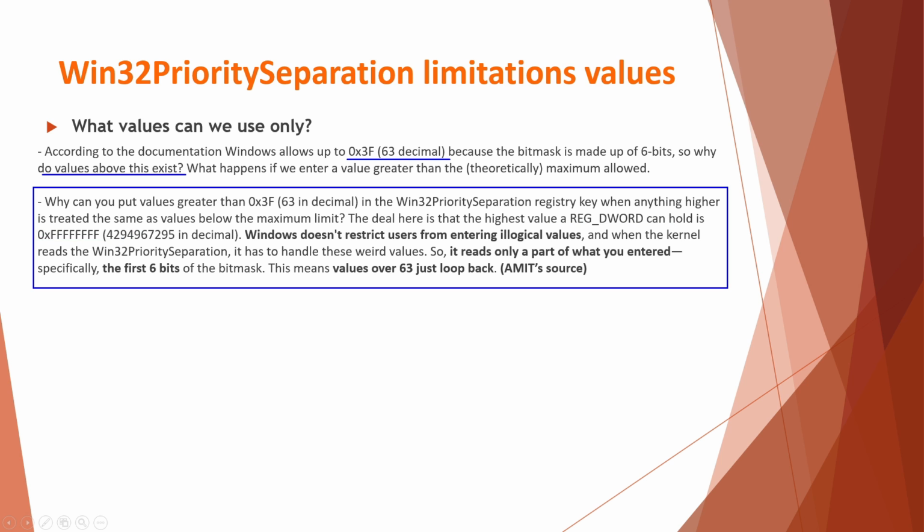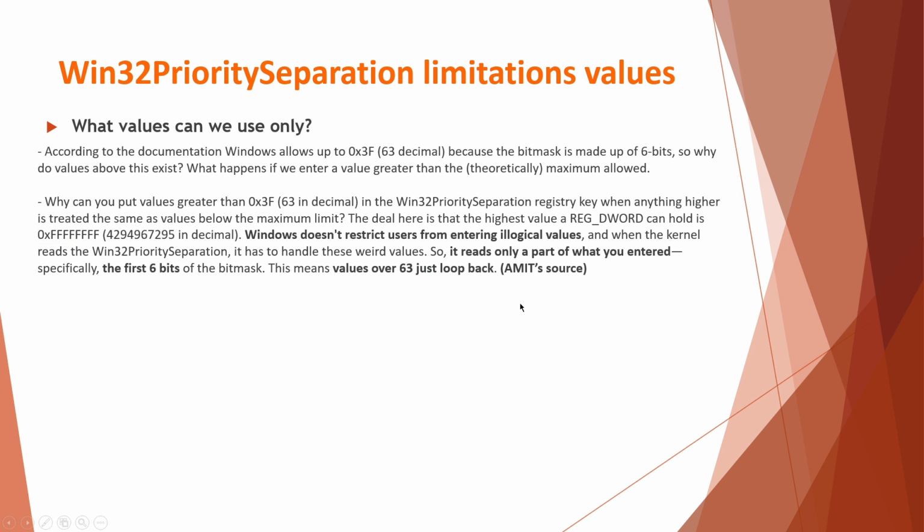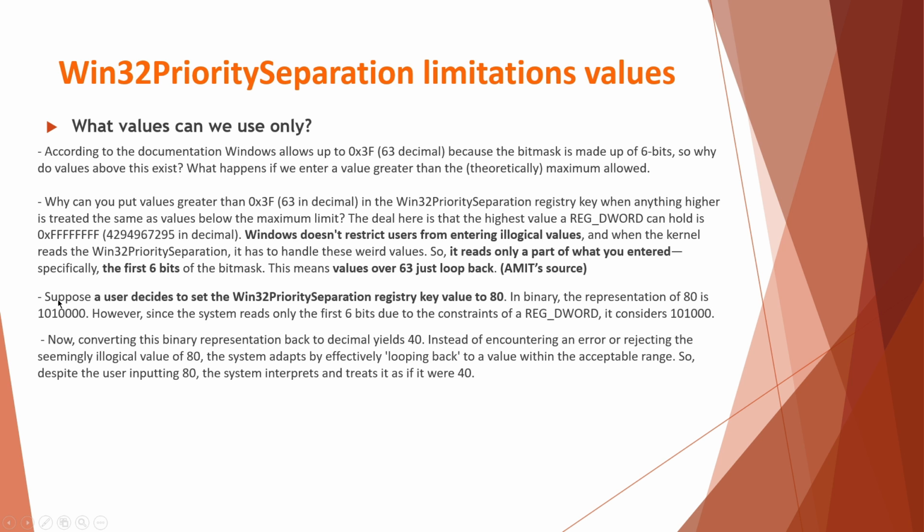This is the binary format. In decimal, this is the value. Windows doesn't restrict the user from entering illogical values, and when the kernel reads the value that we have set in Win32 priority separation, it has to handle these weird values. So it reads only part of what you enter, specifically the first 6 bits of the bitmask. This means values over 63 just loop back. Let's explain it more simply. Let's take this example.